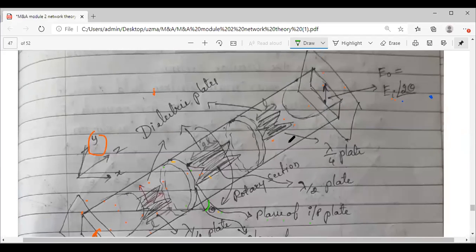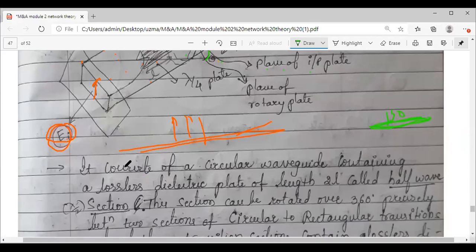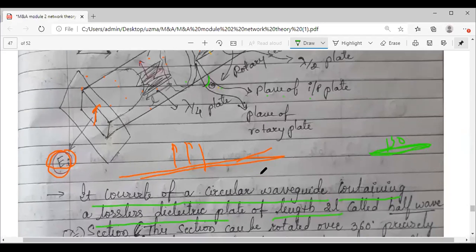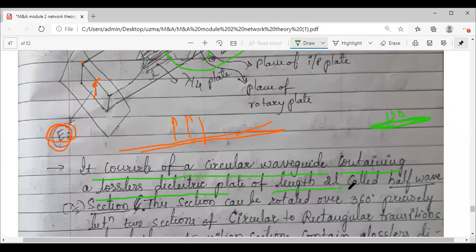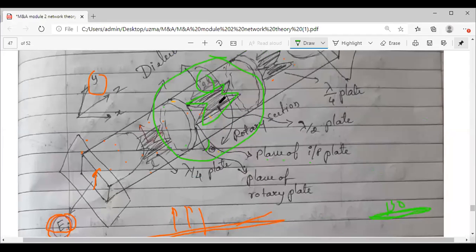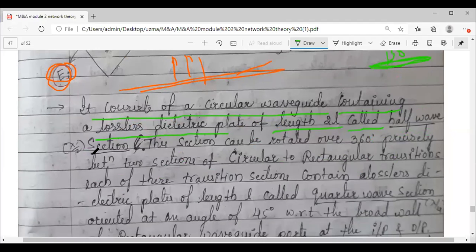I think most of the structural part I have just explained to you. The same thing I have written here. It consists of a circular waveguide. I'm talking about the middle section, containing a lossless dielectric plate of length 2L. It is the circular waveguide which has a lossless dielectric plate inside whose length is 2L. And we call this center plate half wave plate or half wave section. I have written here half wave section, that is lambda by 2.